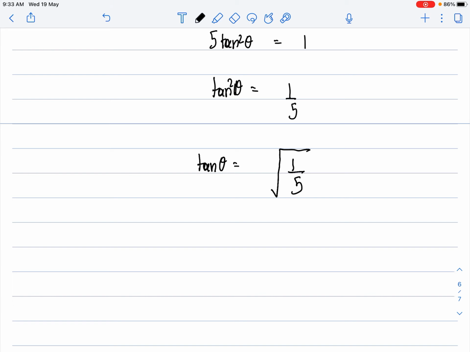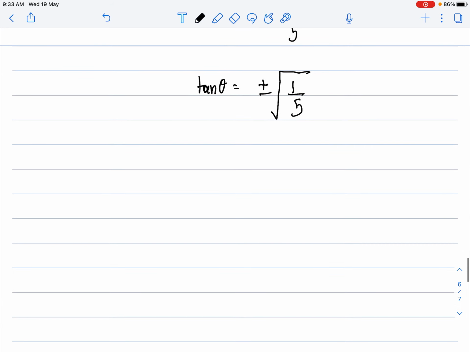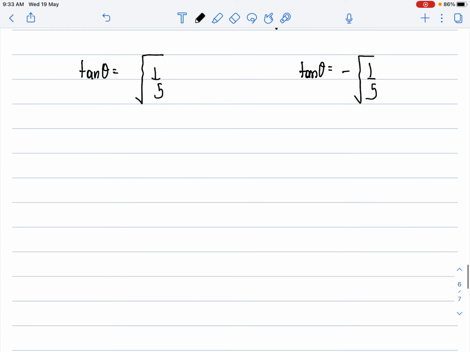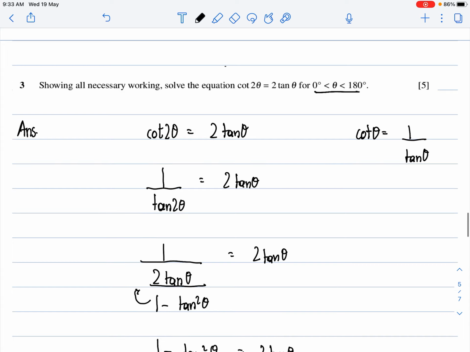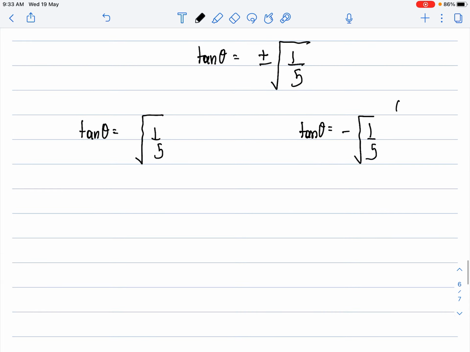But whenever I take from square to square root, there's always a plus and minus. So I can say my tan theta is equal to the positive root of 1 over 5, or I can say tan theta is equal to the negative root of 1 over 5. So let's focus on the positive. Just write the domain again. The domain is from 0 degrees to 180 degrees, correct? This is what your domain is.